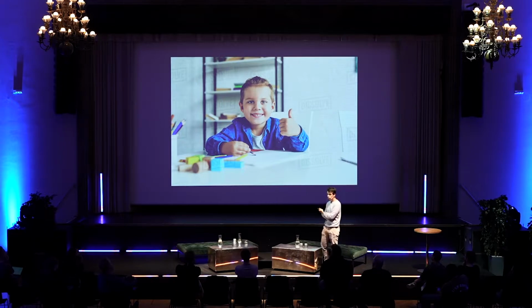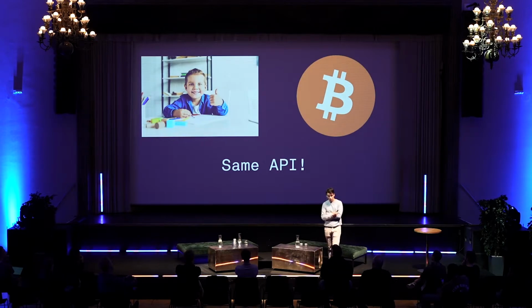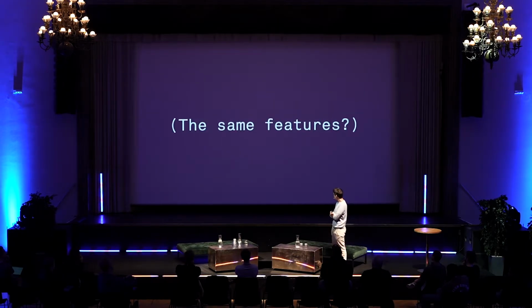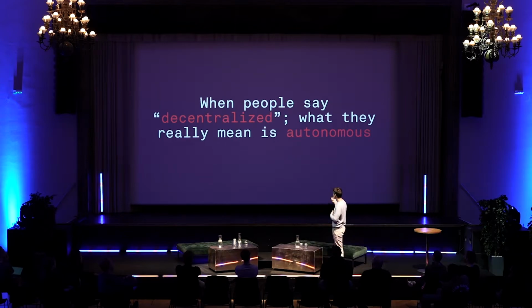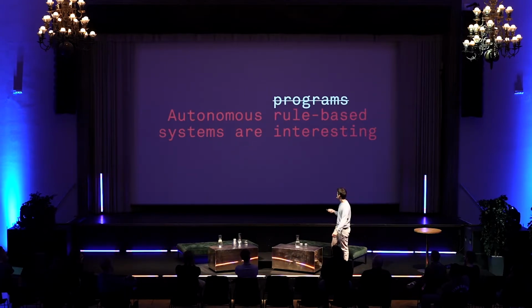So imagine my little brother in the garage maintaining a ledger of transactions. It has the same API as Bitcoin. It's the same system. Does it have the same features? Well, of course not, because we have a different relationship to systems that are autonomous, even if they have the same semantics. And of course, caveat here, with Bitcoin you have transparency, enforceability, and so forth. But ultimately, the thing that matters the most is autonomy. When people say decentralized, what they actually mean is autonomous. This whole decentralization stuff is mostly about the fact that nobody, including nation states, can come in and change the system, or at least change the system not according to the rules.